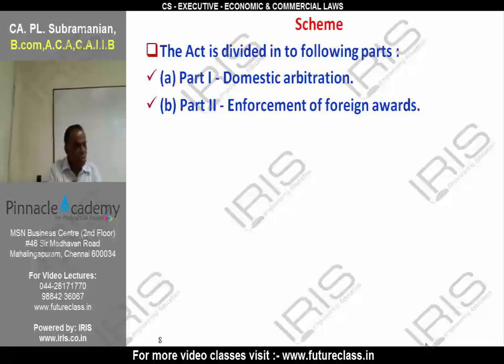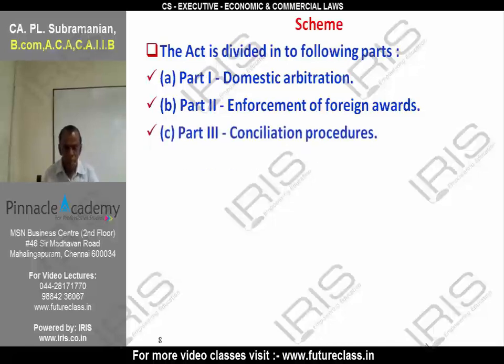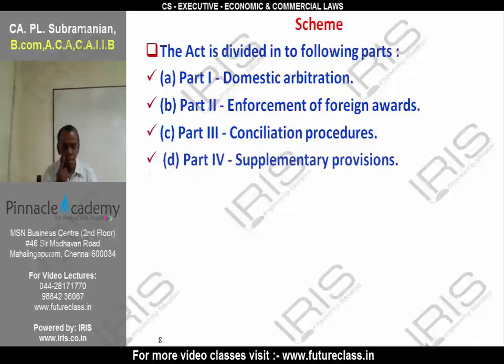Clear or not? It is decided in some other country, but it affects somebody in India. He has to make the payment. How to recover it? You refer to the court, and the court will help you recover it. So that is Part 2, enforcement of foreign awards. Part 3 is conciliation proceedings. An award is different, conciliation is different. That we will come to know afterwards. Okay. Now Part 4, supplementary provisions. For all the three, there are some supplementary provisions, how to meet and that type of thing.